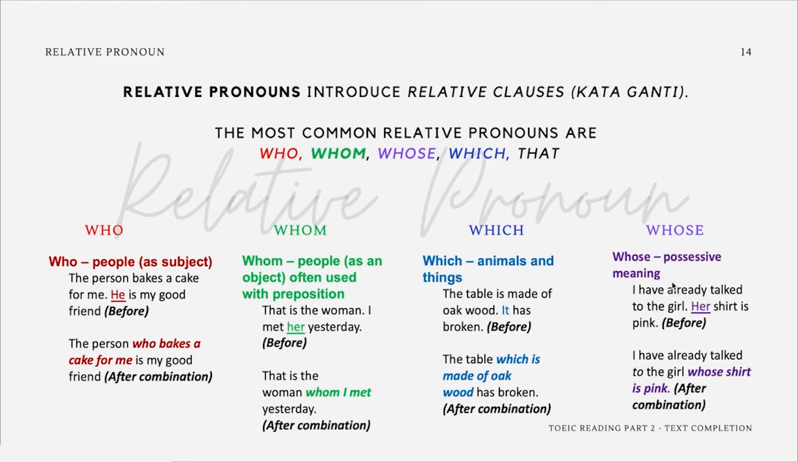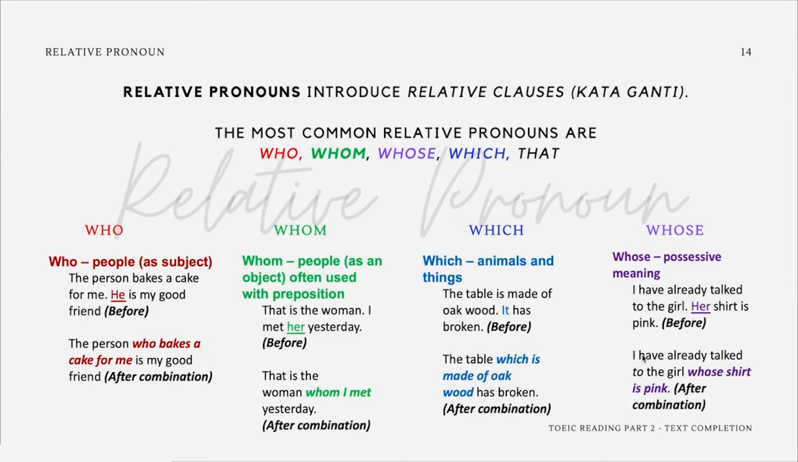The last part is whose. This is used for possessive meaning, or kepemilikan in Indonesian. The example would be: I have already talked to the girl. Full stop. Her shirt is pink. Pay attention that we don't delete the noun, only her over here, because her shirt means bajunya. So it relates to the possessive noun to girl.